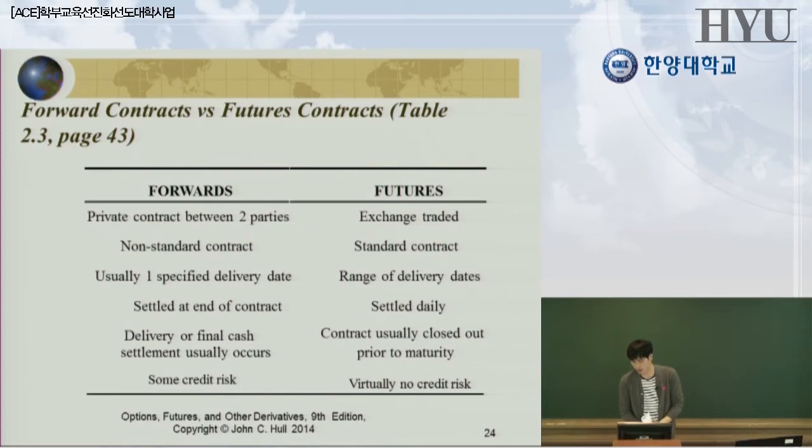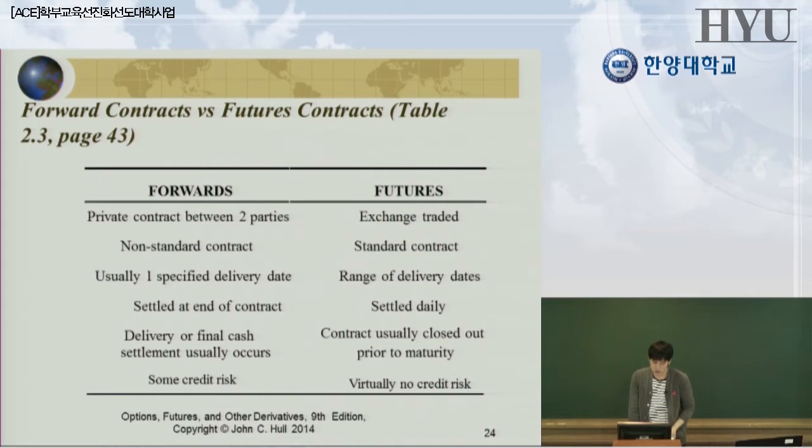This table shows the differences between forwards and futures. Futures are exchange-traded obligations, and they are standard contracts with lots of delivery dates, and they are settled daily. Futures contracts are not usually closed out prior to maturity; they are either sold or bought. Since they use a central clearinghouse, there is virtually no credit risk.